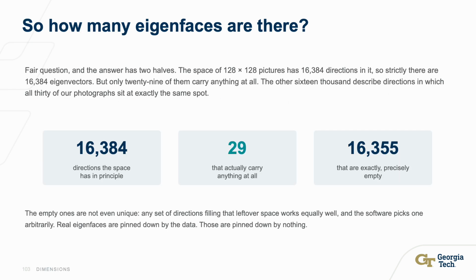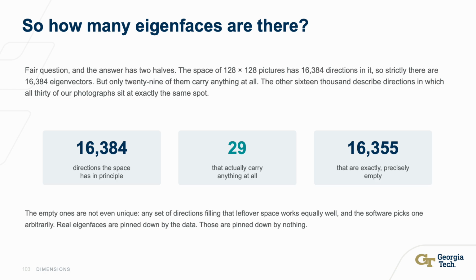Somebody always asks, how many eigenfaces are there really? The answer has 2 halves. The space of 128 by 128 pictures has 16,384 directions in it. So strictly there are that many eigenvectors, but only 29 of them carry anything. The other 16,355 describe directions along which all 30 of our photographs sit at exactly the same spot. There is no variation there to describe.